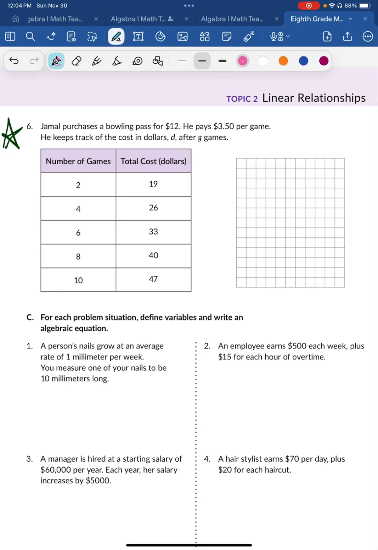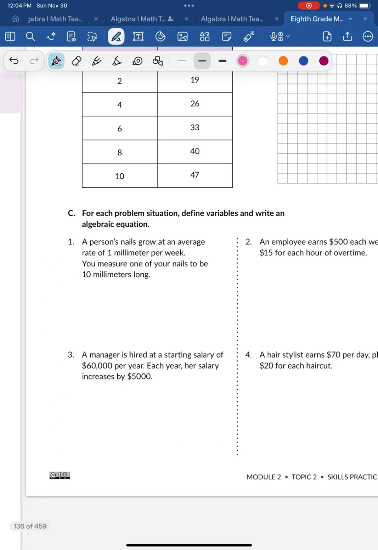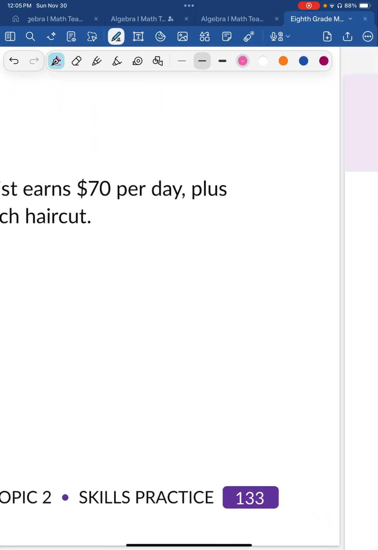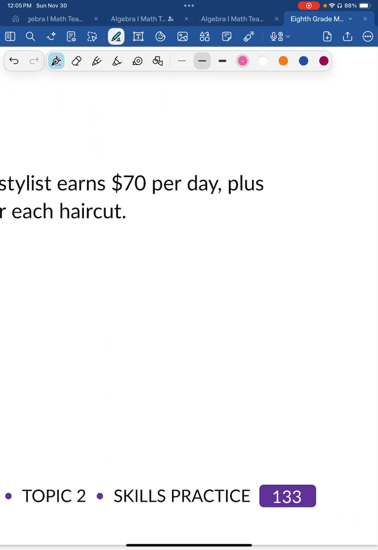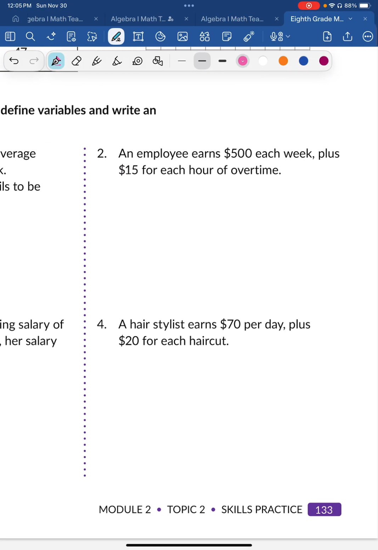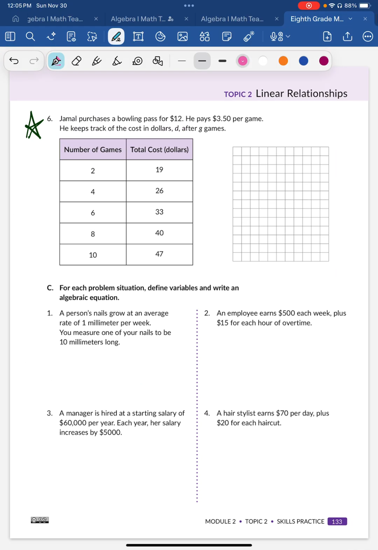Okay, now we're going to go on to page 133 of your skills practice book. We're going to look at question number 6. Jamal purchases a bowling pass for $12. He pays $3.50 per game. He keeps track of the cost in dollars after G games.